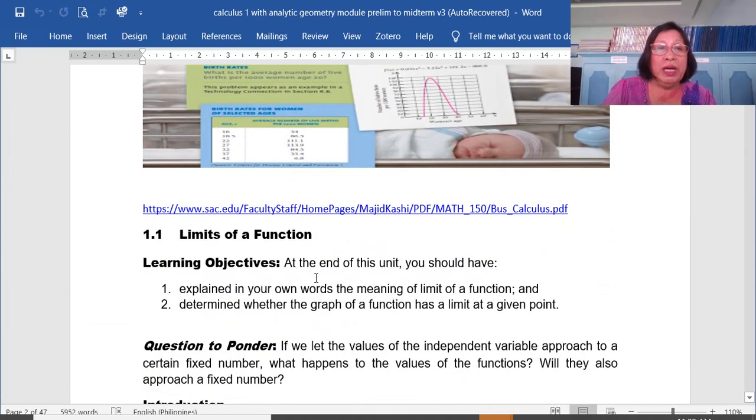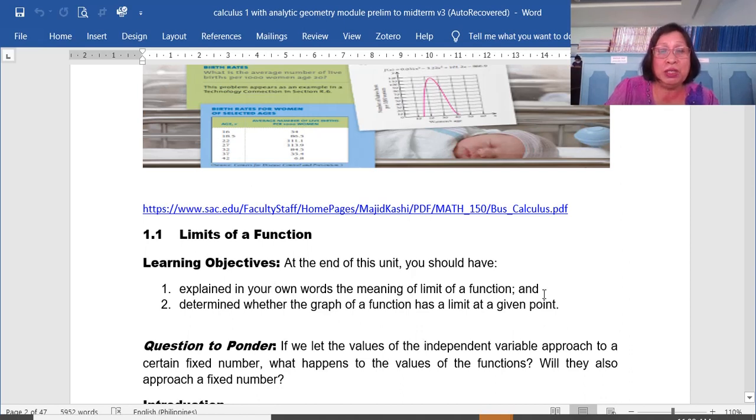Okay, we're going to tackle first the limits of a function on page 1. With the following objectives: number 1, explain in your own words the meaning of a limit of a function, and number 2, determine whether the graph of a function has a limit at a given point.